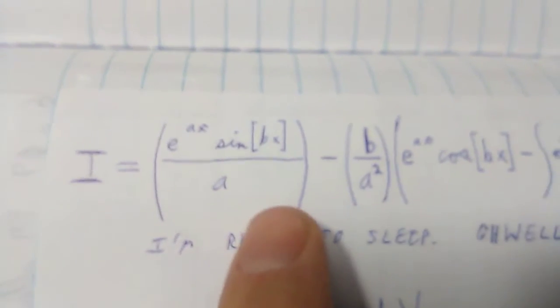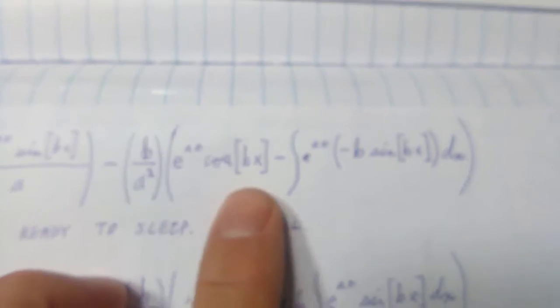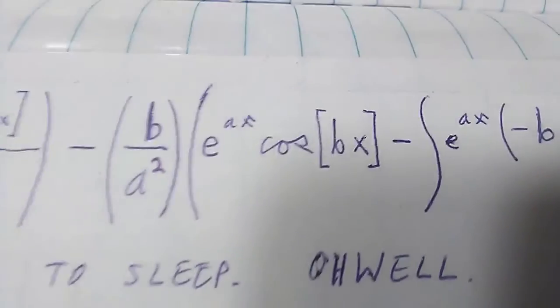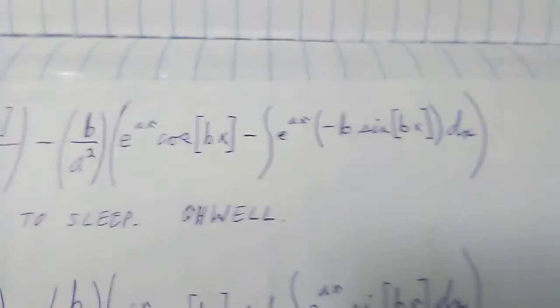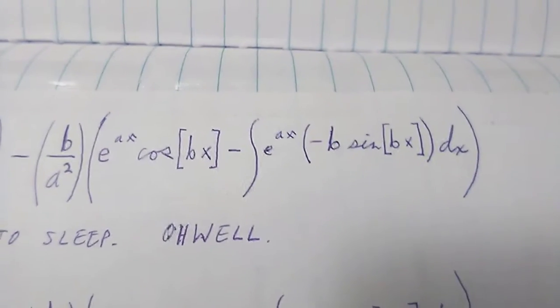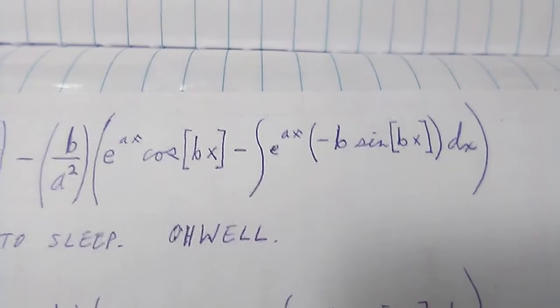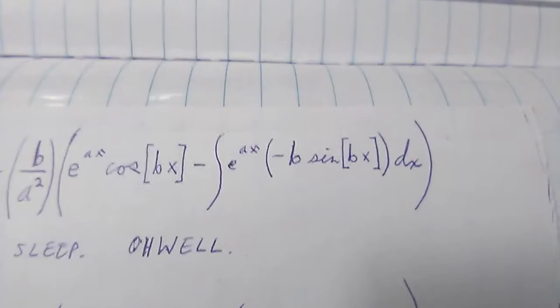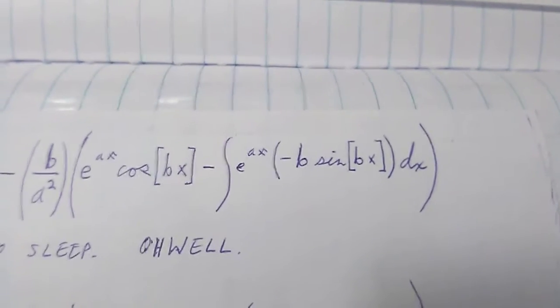Yeah, so first term stays the same. And then we pull out another factor of a from the integral there. Another factor of a comes out, so we have b over a squared. And then inside the parentheses, we have e to the ax times cosine of bx minus e to the ax times the derivative of cosine of bx, which is negative b multiplied times sine of bx.